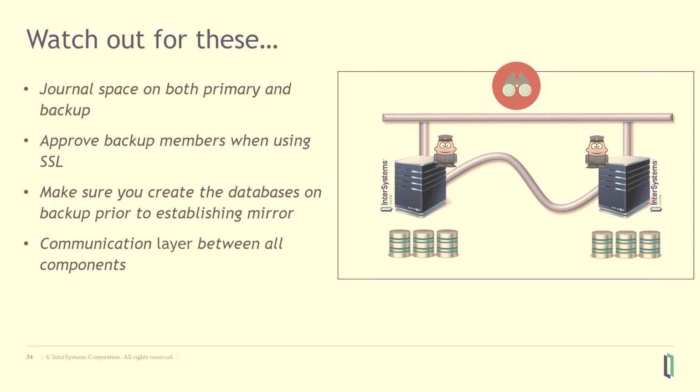And finally, just wanted to mention the communication layer between all components. You just want to make sure that all your mirror members can talk to each other, and your users can talk to all your mirror members. Because if you can't get users to connect to your DR member that's in another data center, and you have to cut over to it, it's pretty useless if no one can connect to it.